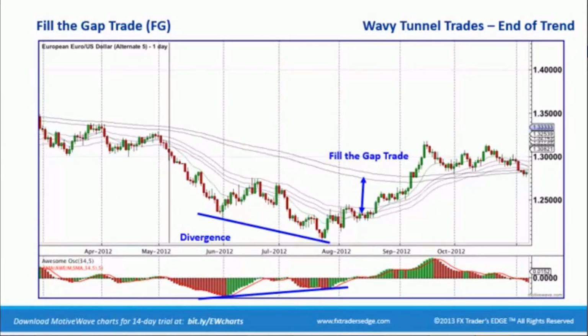If we are in a wave 3, for example, on the daily and the 4-hour, then a fill the gap trade to the tunnel will likely take us to new lows once complete. We will look at plenty of examples on how to integrate the wave counts with the wavy tunnel in subsequent modules. A guideline to use is to take the fill the gap trade when you see profit potential between the wave and the tunnel. In other words, make sure there is a gap to fill.